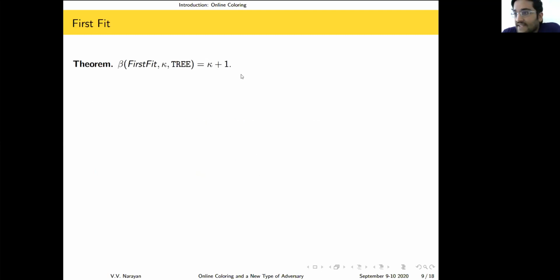Our first theorem is a very simple theorem for the first fit algorithm. Beta first fit kappa tree is kappa plus 1. So on trees, against the kappa component bounded adversary, first fit uses at most kappa plus 1 colors. And in fact, at least kappa plus 1 in the worst case.